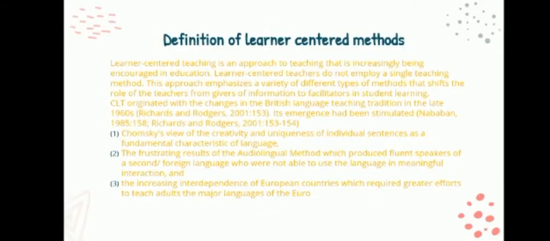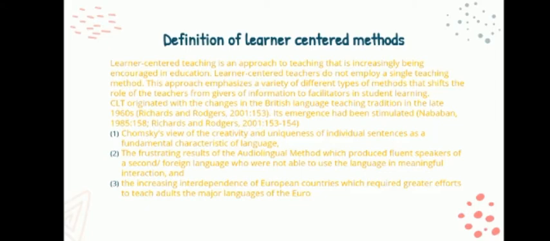A. Definition of learner-centered methods. Learner-centered teaching is an approach to teaching that is increasingly being encouraged in education. Learner-centered teachers do not employ a single teaching method. This approach embraces a variety of different types of methods that shift the role of the teacher from giver of information to facilitator of student learning.